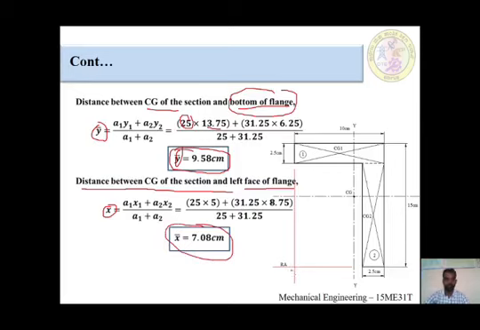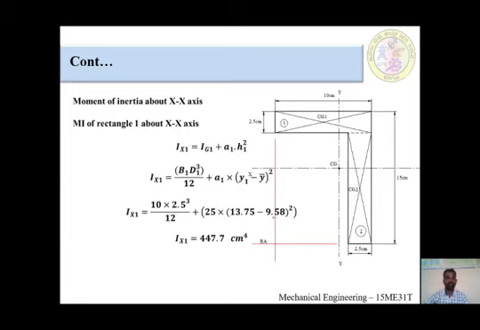Up to here we would have studied in the center of gravity chapter. Okay, next is our part, moment of inertia about the x-axis. Individually we have to calculate rectangular 1, this is rectangular 1, this is rectangular 2. We have to calculate the moment of inertia of rectangular 1 and the moment of inertia of rectangular 2.